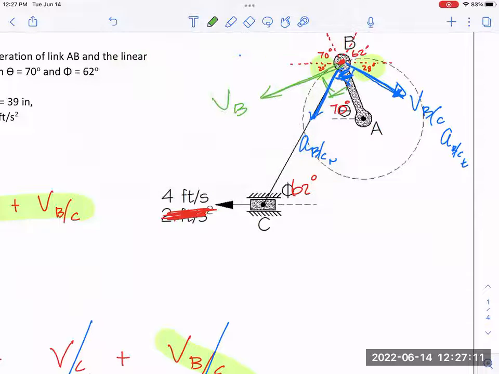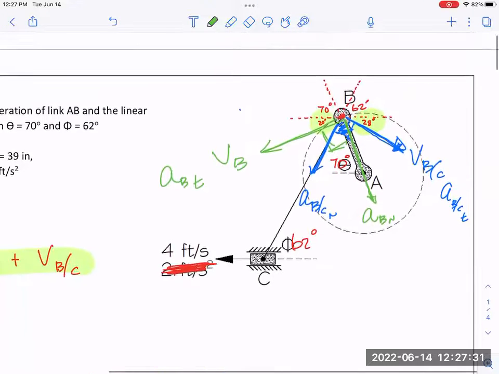Would you agree that acceleration of B tangential is in the same direction that velocity was? That's the direction, that's the speed change version. But then perpendicular to that through here is acceleration of B normal. So there's the picture that I've got that I need to work with. And I've got the angles up there that I need.